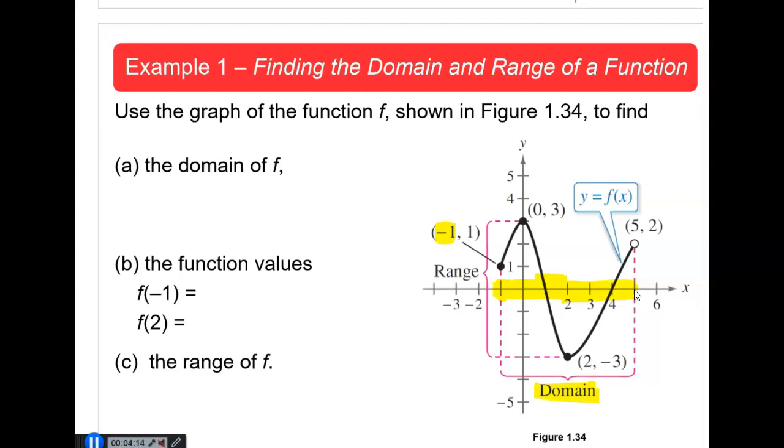Now you could see that we have a full circle, a closed circle. That's what we call it because it is colored in. So if it was a hole, it will be closed. So that means that we include the number -1. But on the other side, for the number 5, we have an open circle. It's not filled in. So if it was a hole, it will be an open hole. So that means that the number 5 for x is not included.